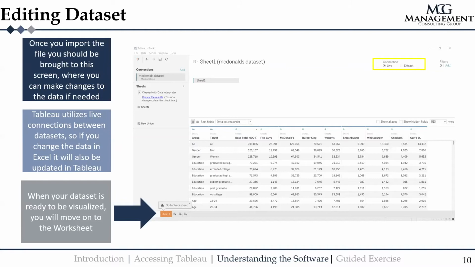And then once you're ready to move on to the actual worksheet, you're going to click that button in the bottom left, the Sheet 1. So Tableau has a few different ways that you could start to use your data. The worksheet is going to be the main thing, and then from there you could use a dashboard to compare your different worksheets, which we'll show you how to do later on.